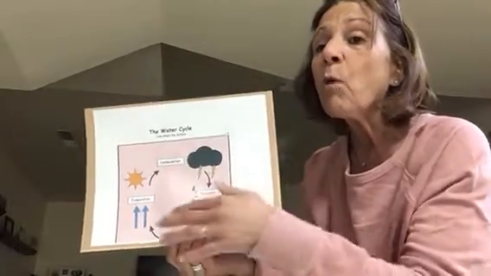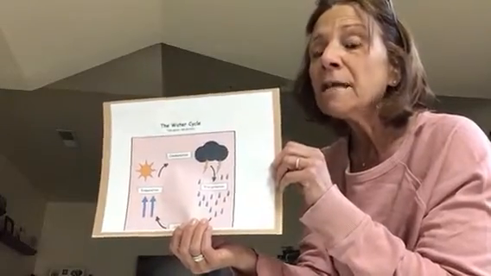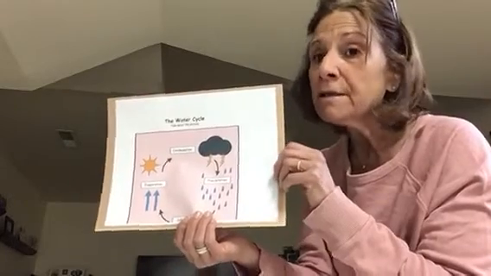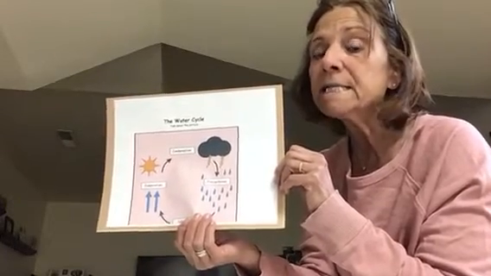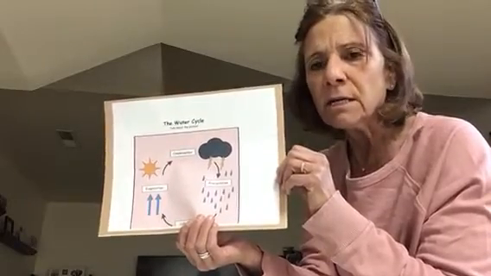Evaporation. Once the water gets up into the sky, it cools down and it changes back into water droplets. This process is called condensation. Let's hear you say that word, condensation.